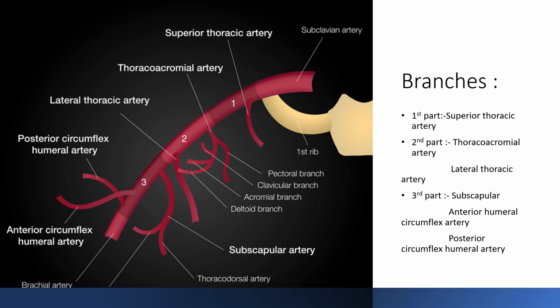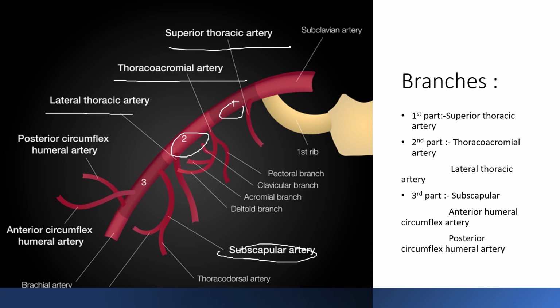Now, as you can see in this diagram, the branches of the axillary artery are, from the first part, the superior thoracic artery. From the second part we have two branches, the thoracoacromial artery and the lateral thoracic artery. This is the first part, this is the second part, and the third part we have the subscapular artery, then the anterior humeral circumflex artery and the posterior humeral circumflex artery.